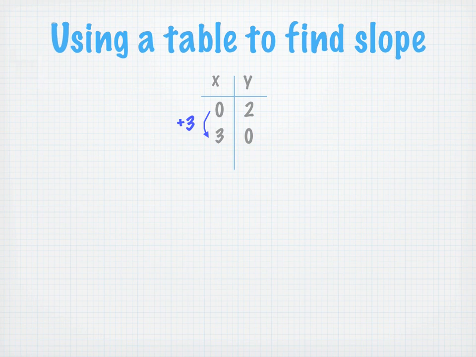Suppose that I tell you that these 2 points lie on a line, (0, 2) and (3, 0). How could I find the slope of a line that goes through those 2 points without having to draw the line and count the rise and the run? Well, what I can do is I can put those 2 points in an XY table as shown here. And then I can find the rise and the run simply by comparing the 2 x values to each other and the y values to each other.